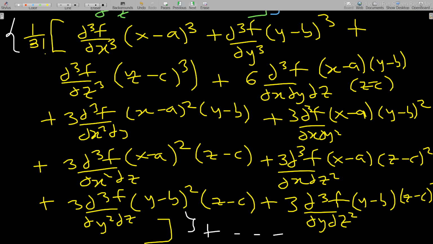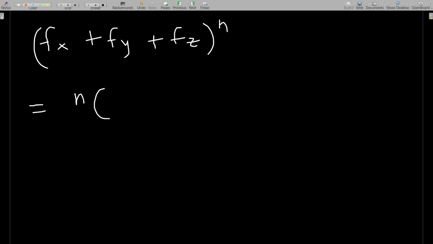Now I said I would love to show you some trick in solving for the expansion. If you have this to the power n, then this is equal to n combination n, 0, 0. Since we have 3 terms, then fx to the power n, fy to the power 0, fz to the power 0, their product, plus, till you exhaust it.